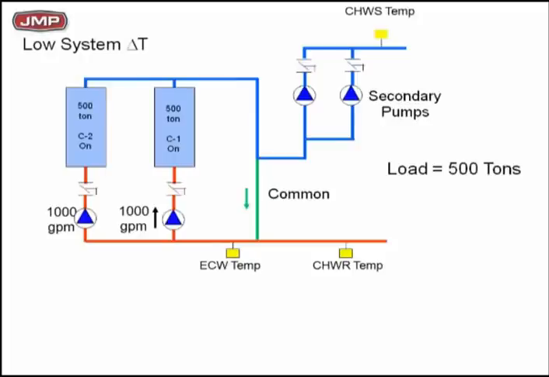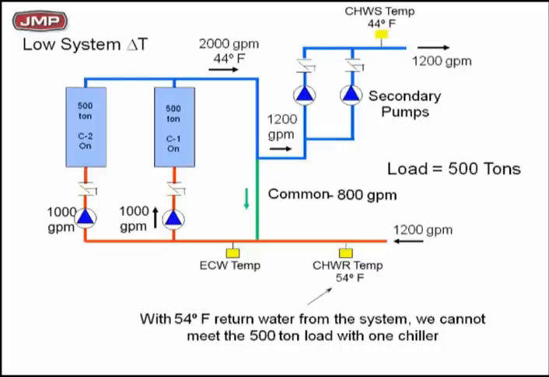Let's just call it low system delta T. We've got that 500-ton load out there. We're producing 2,000 GPM at 44-degree water. I'm taking 1,200 GPM out. I've got 800 GPM in the common pipe. Same numbers as before, but look what I've changed. Instead of coming back at 56, I'm coming back at 54. I have low delta T syndrome.